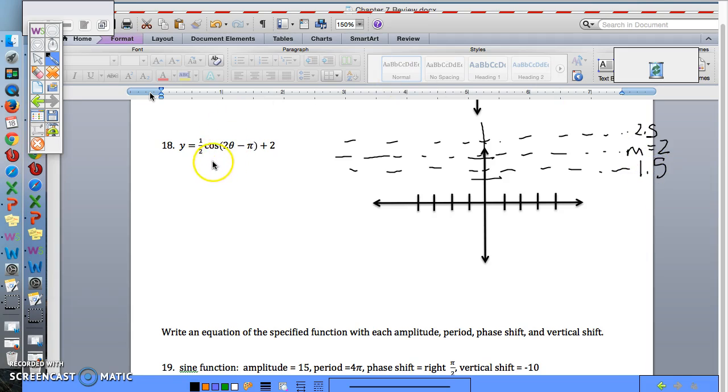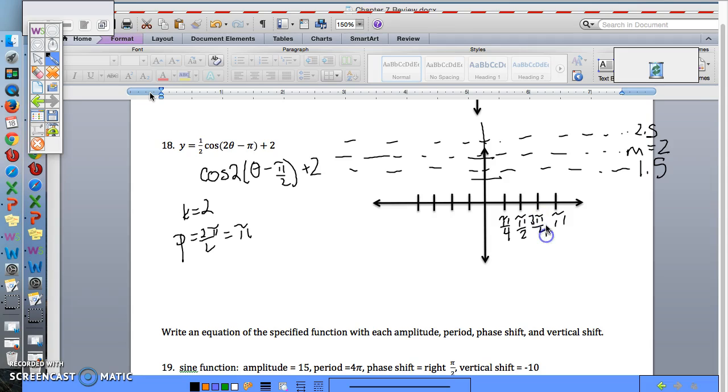But we also have to factor out the 2 here. So this becomes the cosine of 2 times theta plus pi over 2. So our k value is 2. So our period is 2 pi divided by 2, so we have pi. So this is going to be pi, pi over 2, pi over 4, and 3 pi over 4. And then let's see, we did the up 2, so it goes to the right pi over 2.